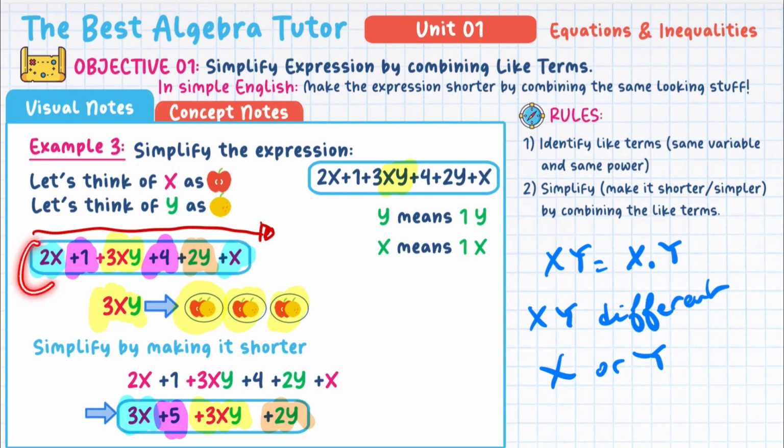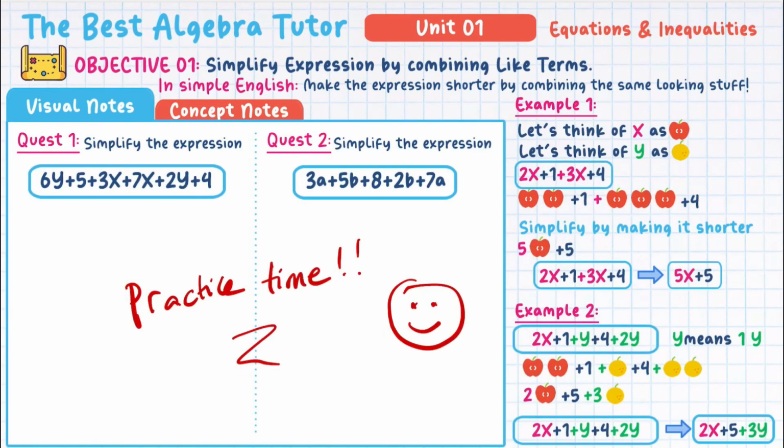Okay, again, 2x plus 1x is 3x. 1 plus 4 is 5. And then 3xy is by himself. And then 2y, it's by himself. All right, good job, everyone.